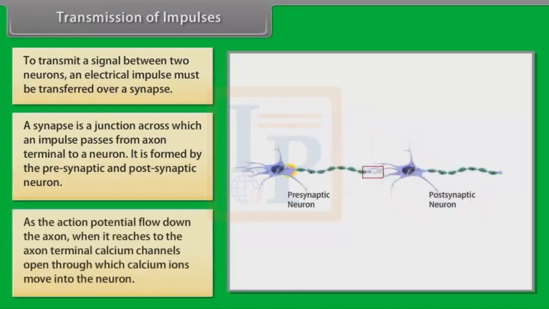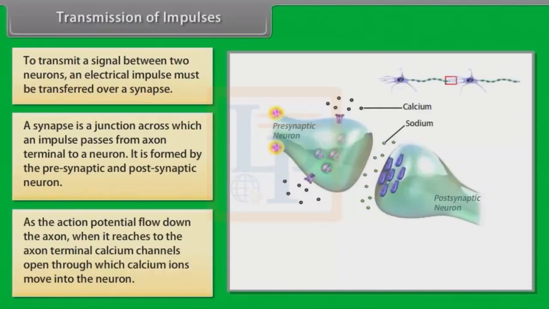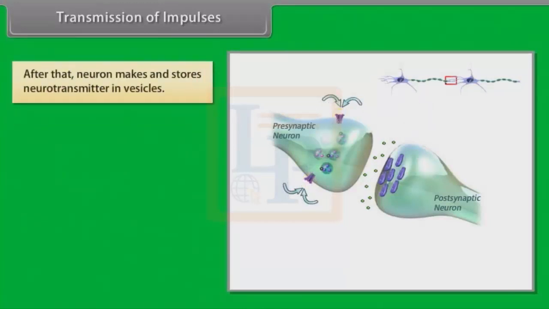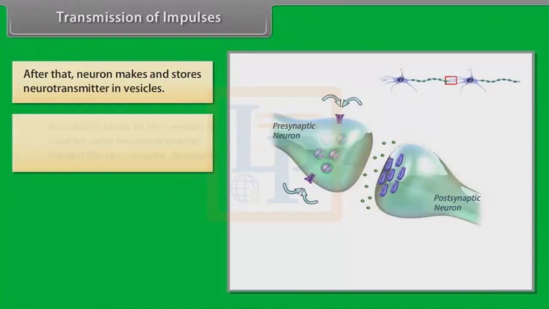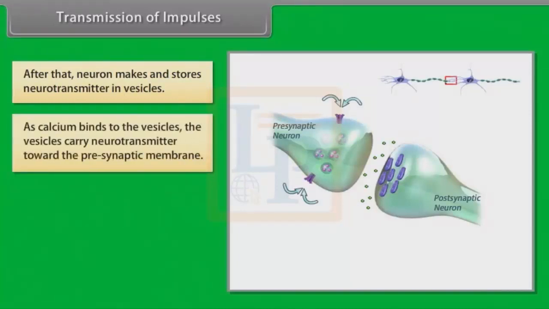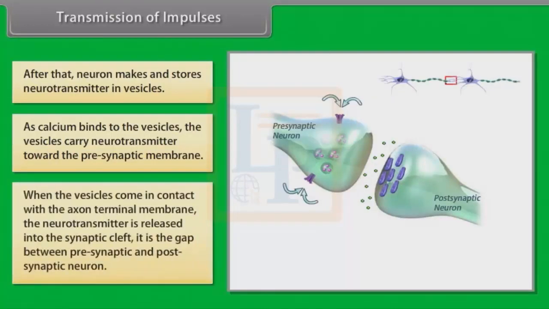As the action potential flows down the axon and reaches the axon terminal, calcium channels open, through which calcium ions move into the neuron. After that, the neuron makes and stores neurotransmitters in vesicles. As calcium binds, the vesicles carry neurotransmitter towards the presynaptic membrane. When the vesicles come in contact with the axon terminal membrane, the neurotransmitter is released into the synaptic cleft.